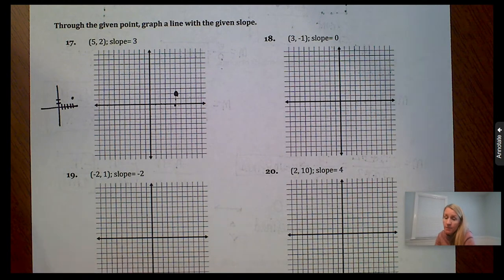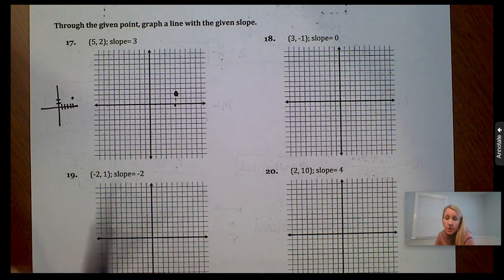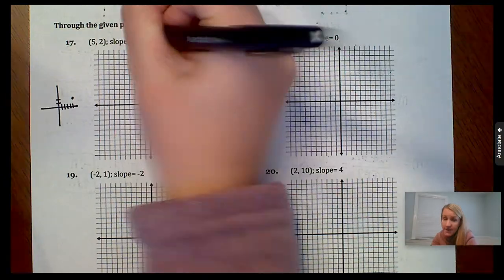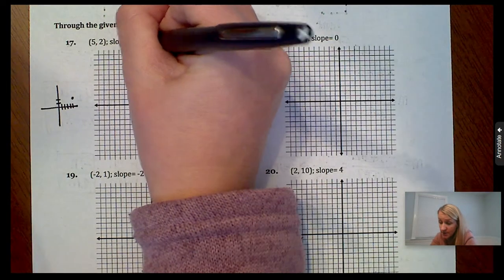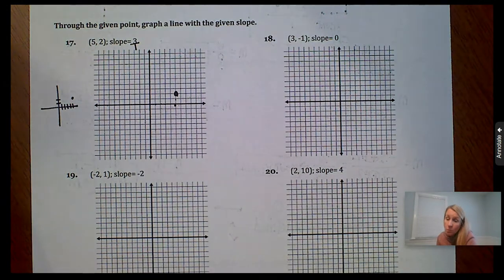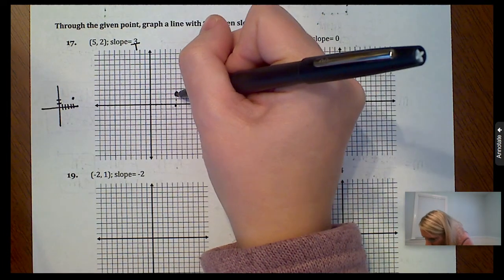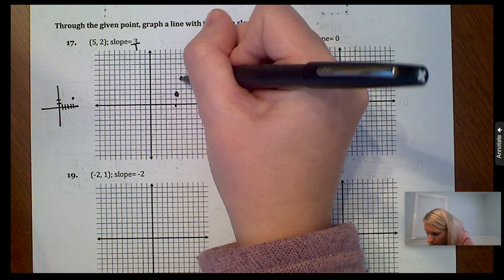When we talked about graphing slope before, when we were just looking at the graphs, we talked about rise over run. So same thing goes here. I'm going to do rise over run. And since that is not a fraction, I'm going to make it a fraction. So I'm going to make this 3 over 1. And that's how much I'm going to rise and run. So from this point, I'm going to rise a 1, a 2, a 3, and I'm going to run 1.